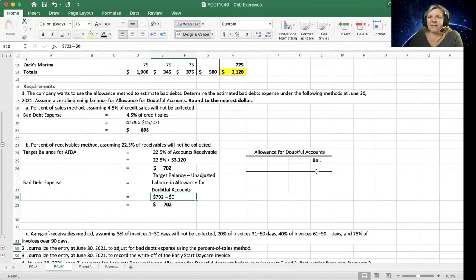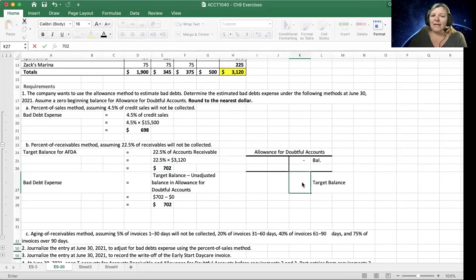What I've done off to the side here is I want to show you the T account approach to calculating the bad debt expense when you're using a percent of receivables instead of a percent of sales. So the T account approach, we're going to start with an opening balance, which in this case they've told us is zero. And what I'm trying to do here is come up with that target balance that I want at the end. So the 702, representing the 22.5% times 3,120, is in fact the target balance that we want in our allowance for doubtful accounts account at the end of the period. So we start with nothing. At the end of the period, we would like to have a balance of 702.